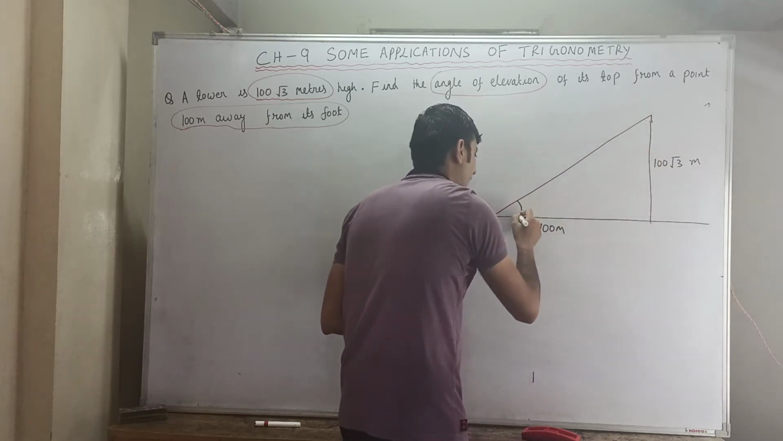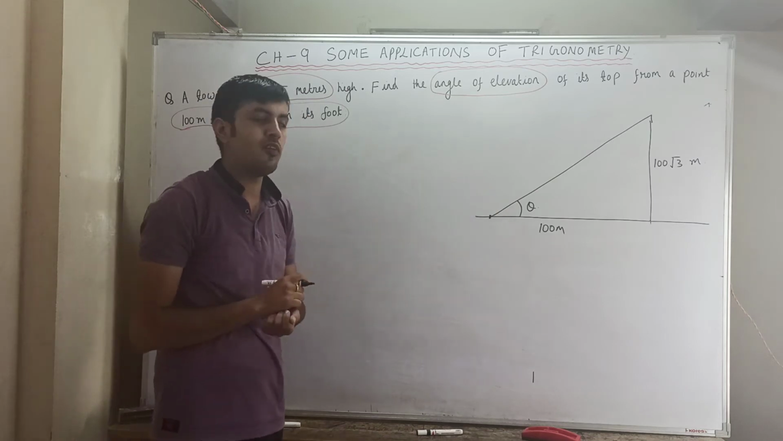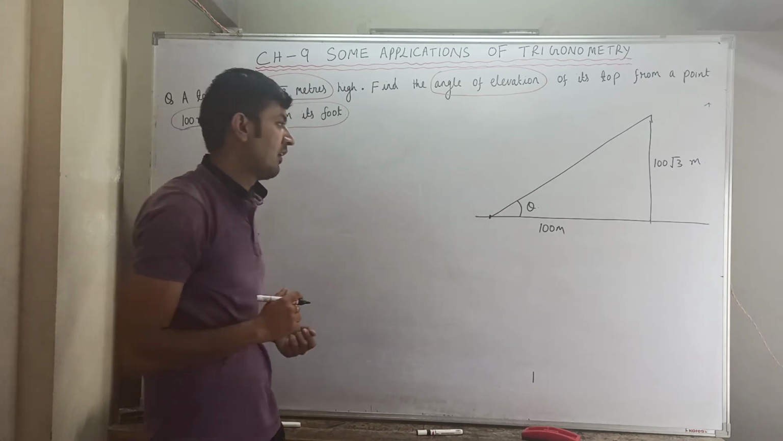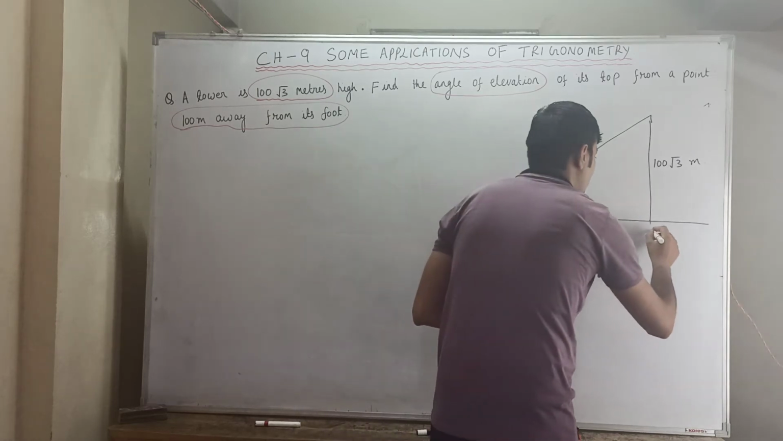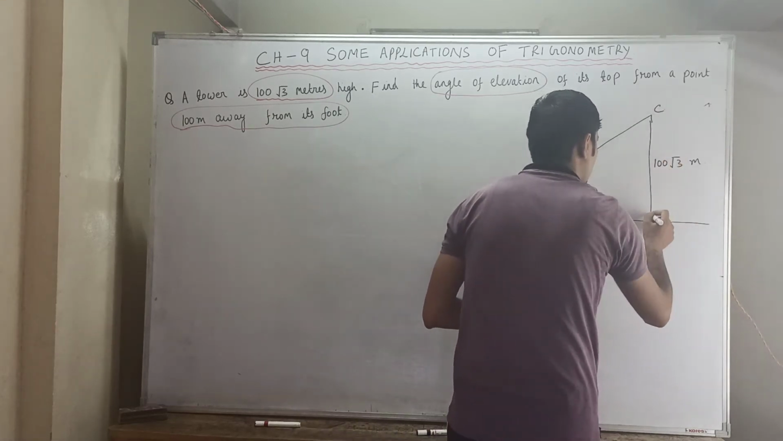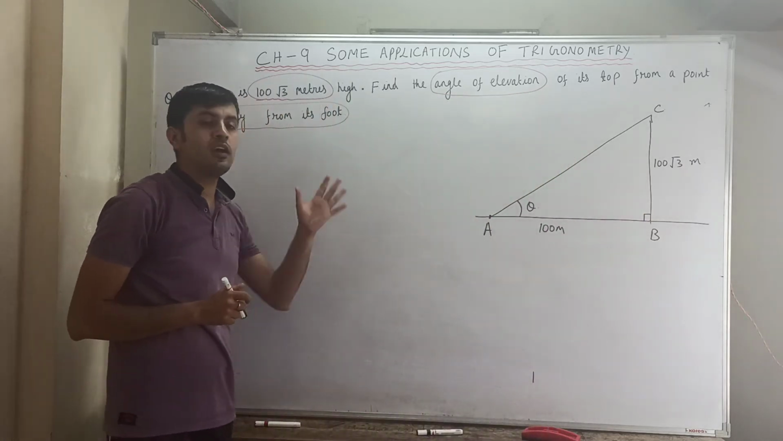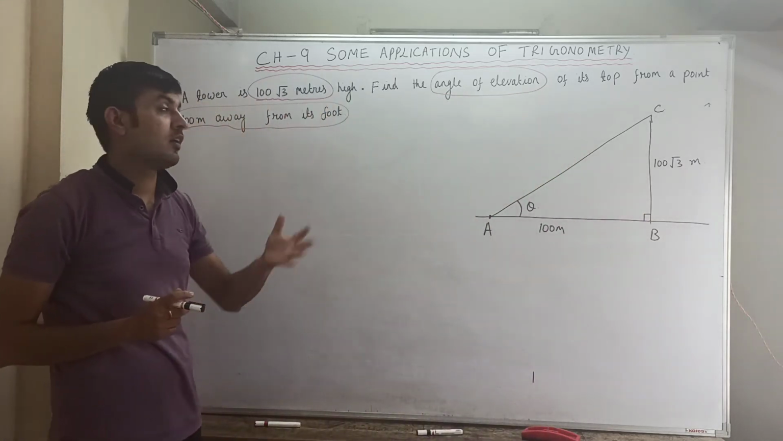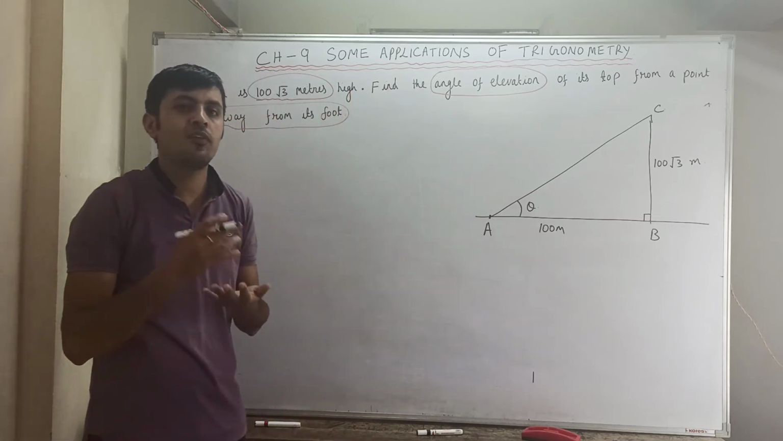So this angle you have to find out. You have to find out this angle. That is your angle of elevation. Now, you try to name this triangle as A, B, C. So this angle you got it as 90 degree. So here you will be using some relation of your trigonometric ratio like sin theta, cos theta, tan theta.